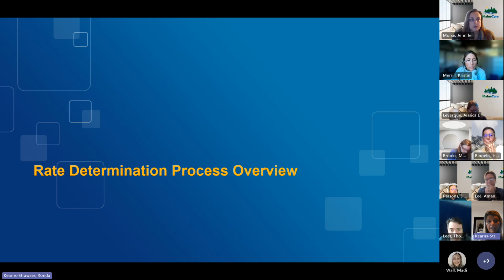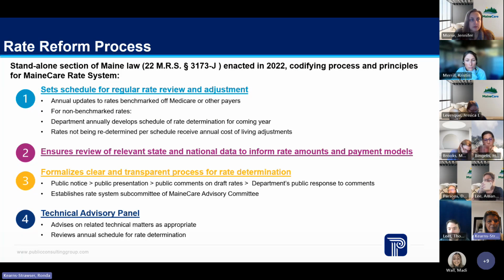So next, we're going to review the rate determination process, just a quick overview. While this meeting focuses on feedback from participants regarding therapeutic interventions, I do want to highlight the process from a few slides on our kickoff call, which was back in August. The rate reform process does set schedules for regular rate reviews. Benchmarking creates a transparent process and includes technical advisory and comments, which are highlighted here on this slide.